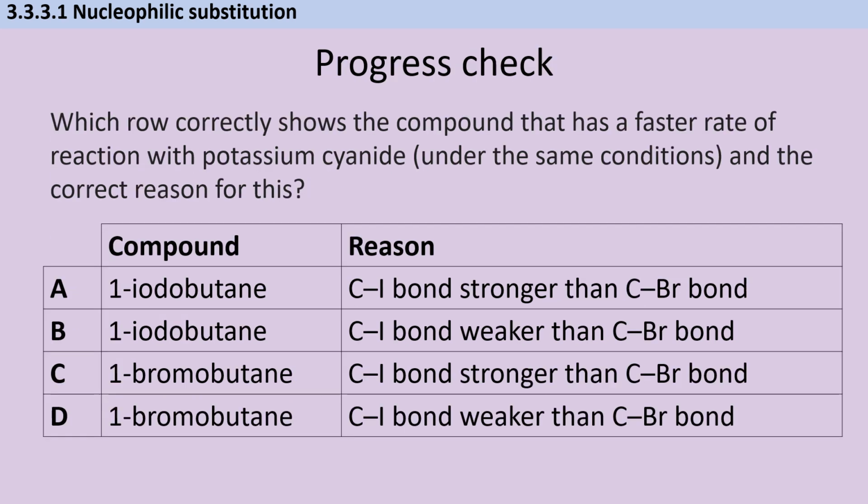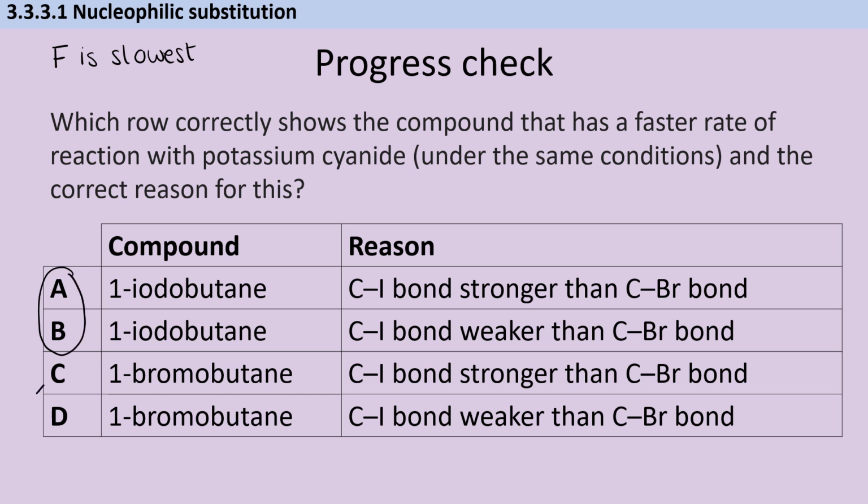So bearing in mind what we've just said about the strength of the bonds, which one of these rows is true? We said on the previous slide that fluoroalkanes don't react at all. That's going to be our slowest one. So as we work our way down group 7, things get faster and faster.